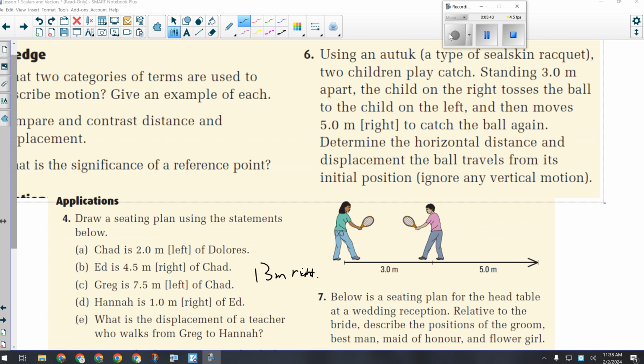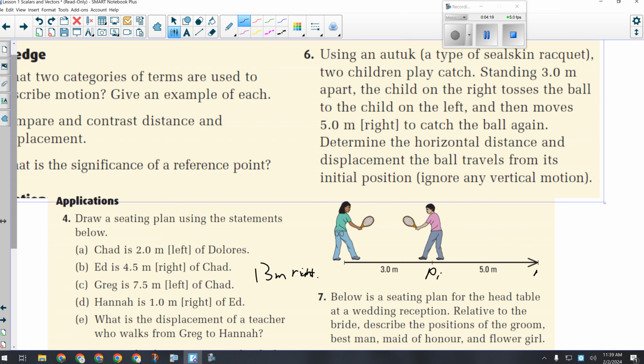All right, so the ball that these people are hitting back and forth, we know that they're standing 3 meters apart. The child on the right tosses the ball to the child on the left and then moves 5 meters to the right to catch the ball again. Determine the total distance and displacement that the ball travels from its initial position. So displacement is just how far it changes its position. Where did it start? With the purple or the green? Purple. So this is my initial position then.